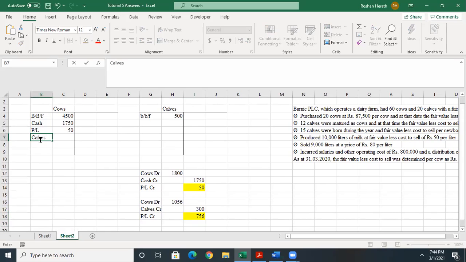756. Again it's a kind of initial recognition, the gain on initial recognition, right? The cows. So here we transfer it out of the calves. It takes out 300, that goes to the calves, and here we have 756. 756, that is the gain at the point of initial recognition of the cows.